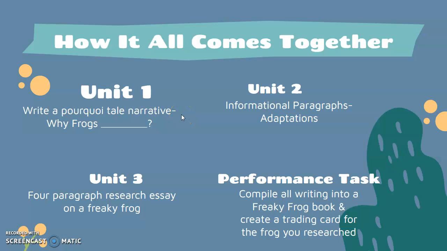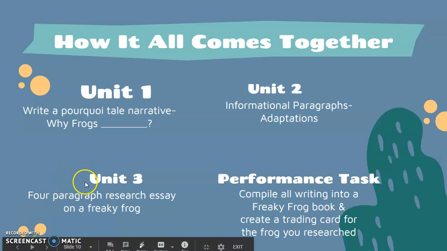And then when we move on to Unit 2, students will write informational paragraphs about different frog adaptations. They'll have to write about the adaptations of the glass frog and adaptations of the poison dart frog, and write paragraphs about those adaptations of those frogs based on the research and nonfiction books that we're reading.